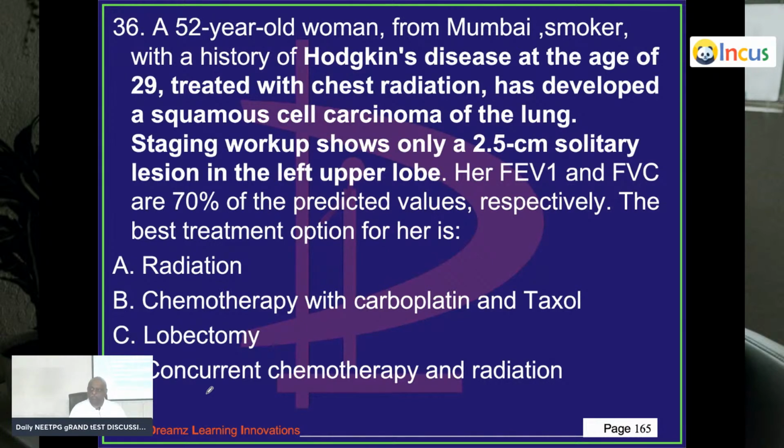Mention the question number and punch your answers. A 52-year-old woman from Mumbai, a smoker with a history of Hodgkin's disease at the age of 29, treated with chest radiation, developed squamous cell carcinoma of the lung. The staging shows a 2.5 centimeter solitary lesion in the left upper lobe. Her FEV1 and FVC are 70%. So how do you want to treat?